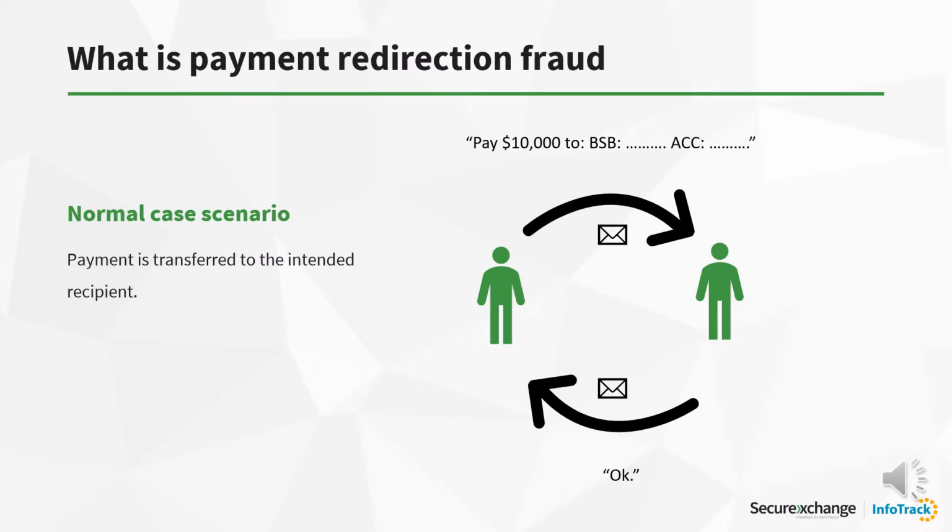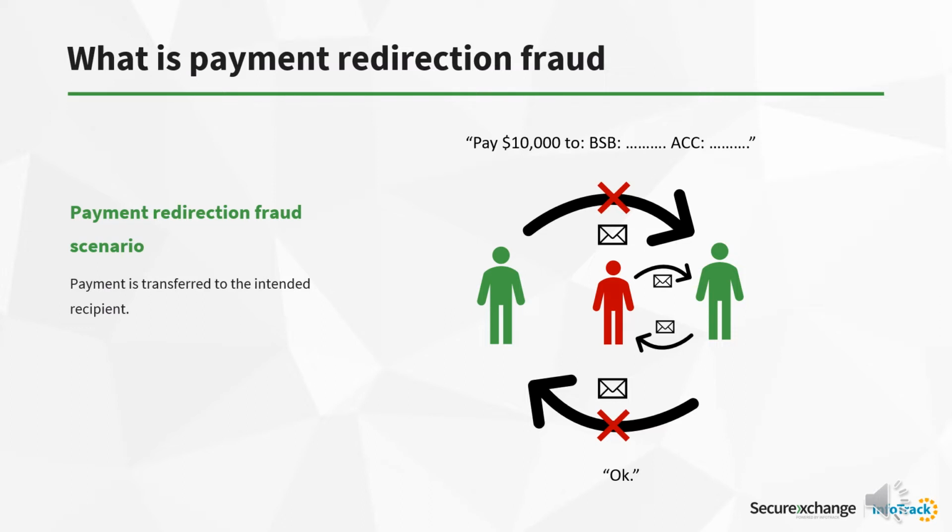This diagram shows how the payment process normally proceeds. Under normal circumstances, the real estate business provides payment instructions to the client, and the client then proceeds to carry out these instructions. The payment is transferred to the intended recipient as expected.